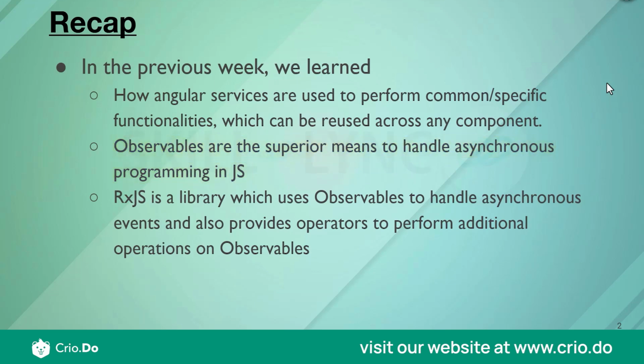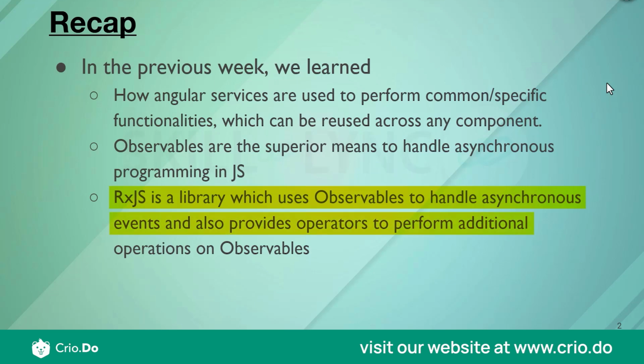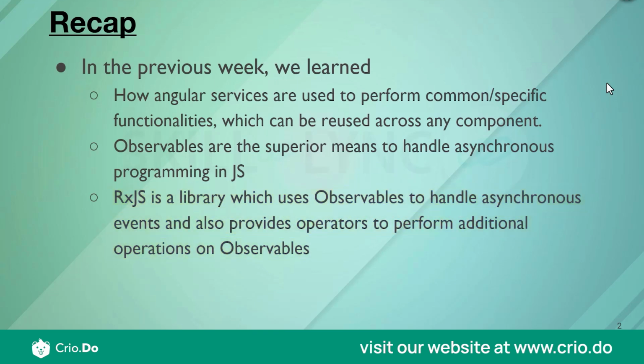Then we also saw that RxJS is a library which uses observables to handle asynchronous events. It also provides operators to perform additional operations on observables. So basically, in the previous week we learned more about Angular services, and we understood how we can leverage Angular to create reusable code and also to host some global data across the application.